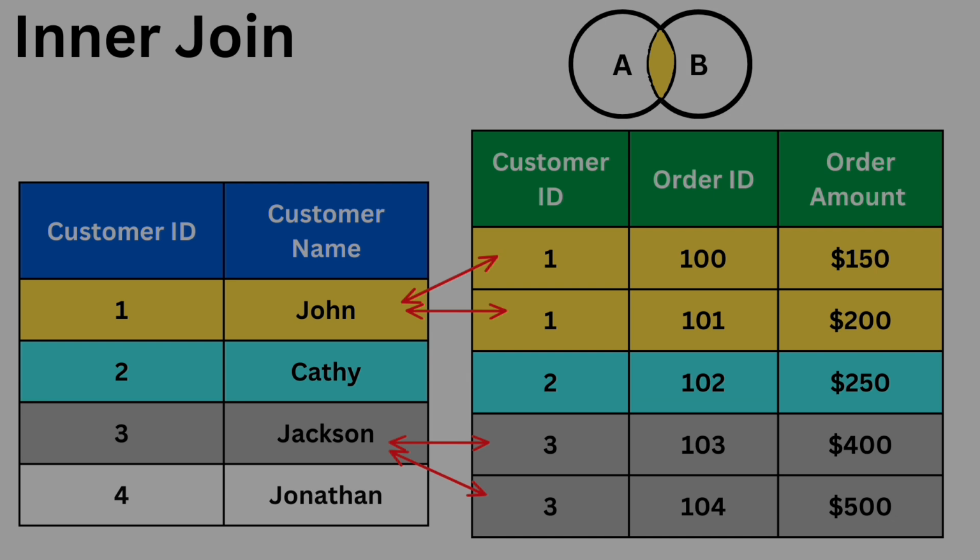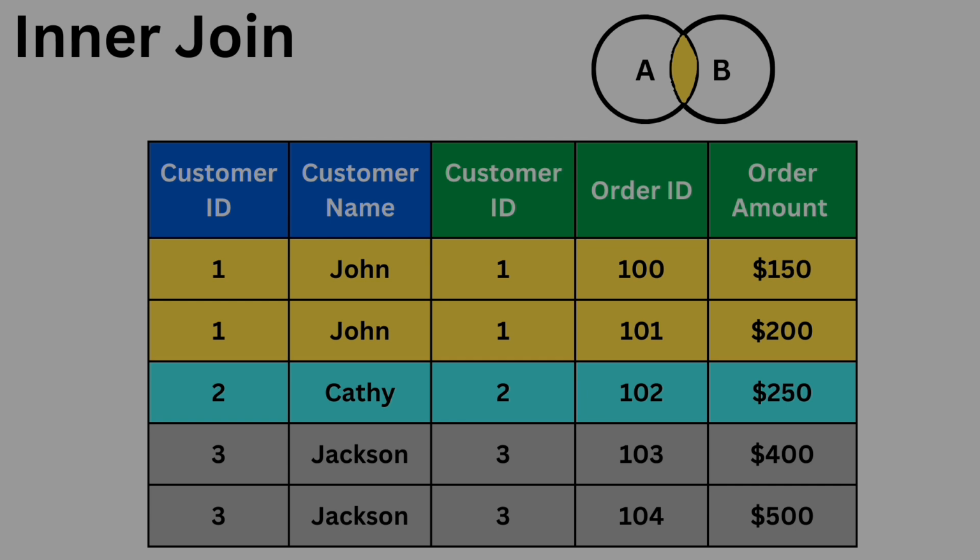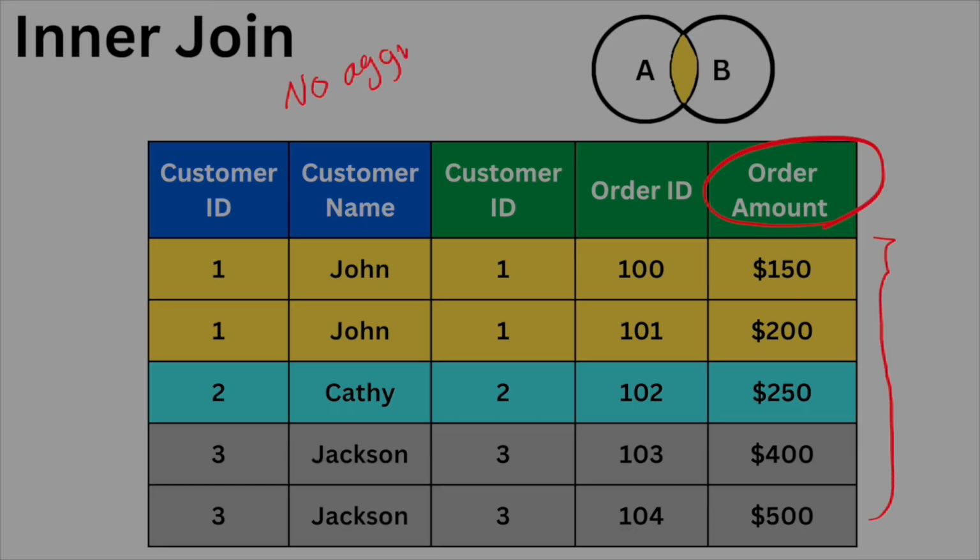So at the end, we had this sort of table, which is basically a combination of both table A and B. But if you look at the order amount and other information here, we haven't done any aggregation. We just combined 2 different tables. So that's how joins actually work in Tableau. We just combine 2 different tables without doing any aggregation.